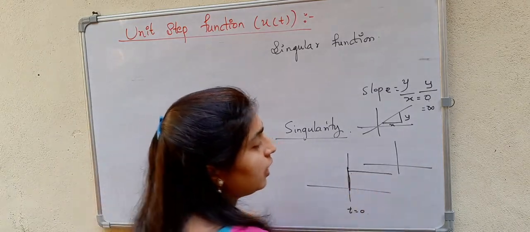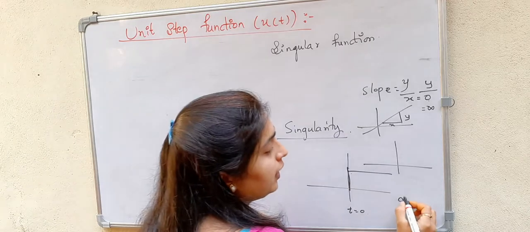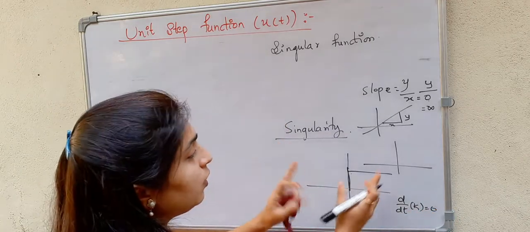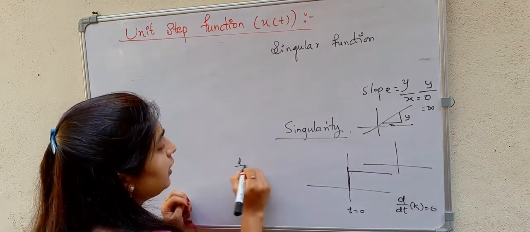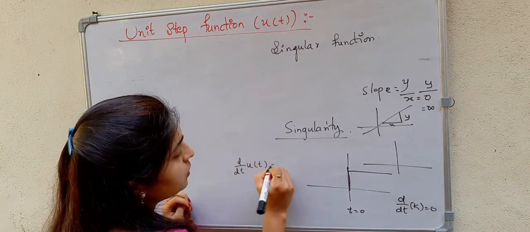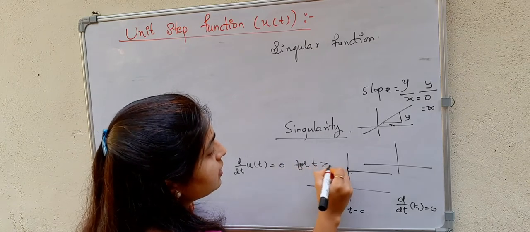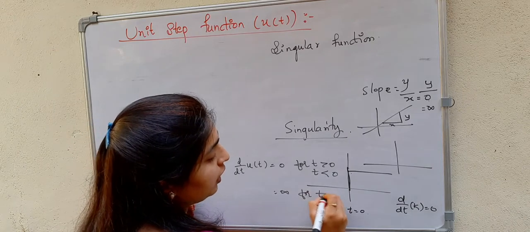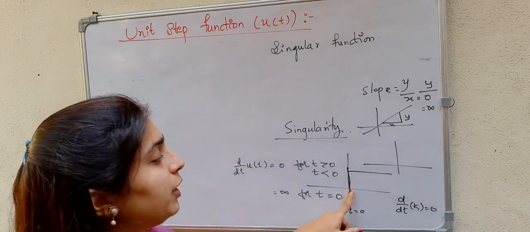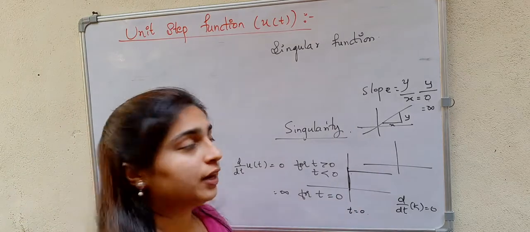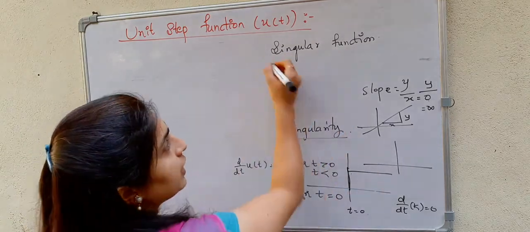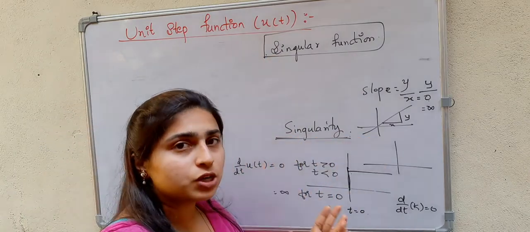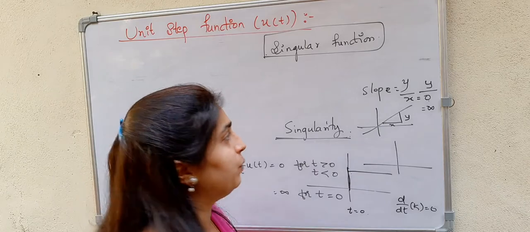But here you have a constant 1, so the derivative of any constant will be equal to 0. So for the unit step function, the derivative is equal to 0 for t greater than 0 and for t less than 0, but it is equal to infinity for t equal to 0. At this particular point, it becomes infinite. So this is also called a singular function, because singularity is a point where the function does not possess a derivative.